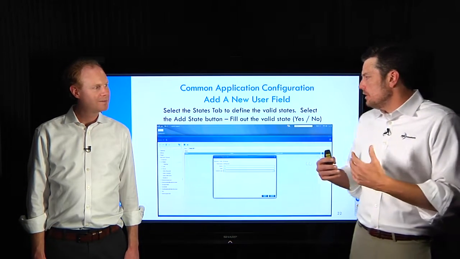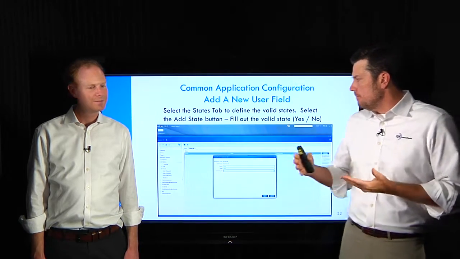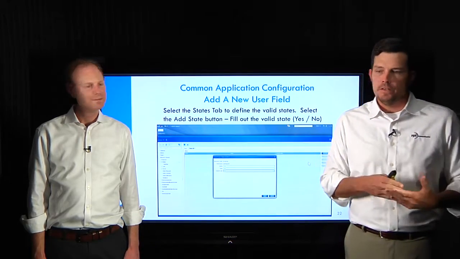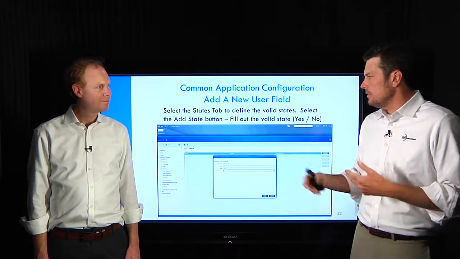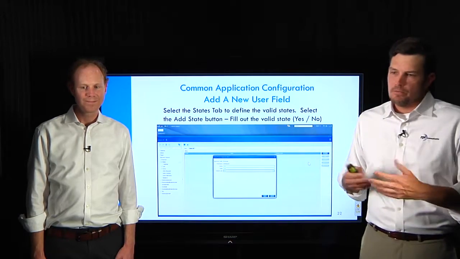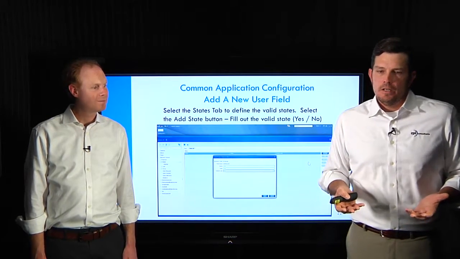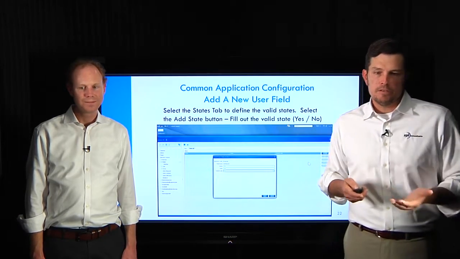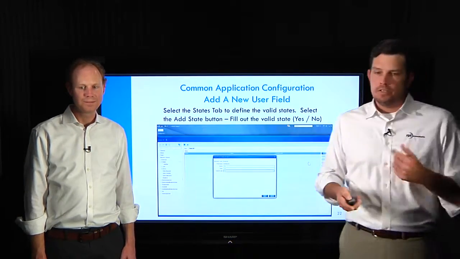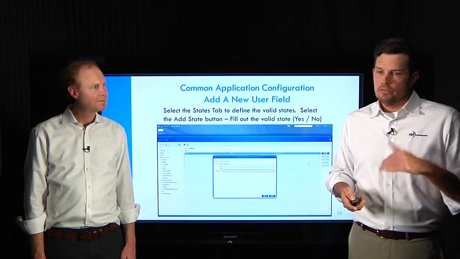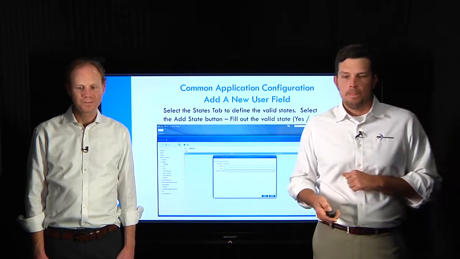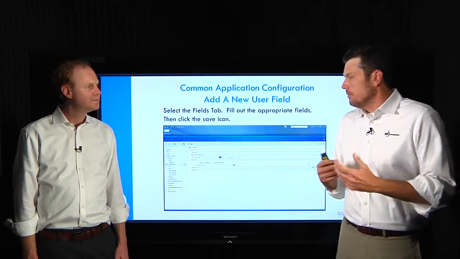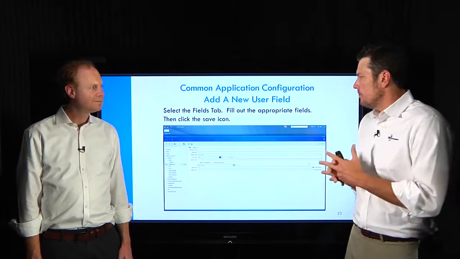So when we click new, there's going to be two tabs. There's going to be the states tab, which holds your states, and then the field tab. And the field tab is for defining the field, and the states tab is for defining the possible states. So for this particular configuration, we only want people to be able to put yes or no in there. So on the states tab, we're gonna add two selections, both yes and no. On the fields tab, we're gonna basically fill out the appropriate fields. So we wanna make the default label auto deposit.